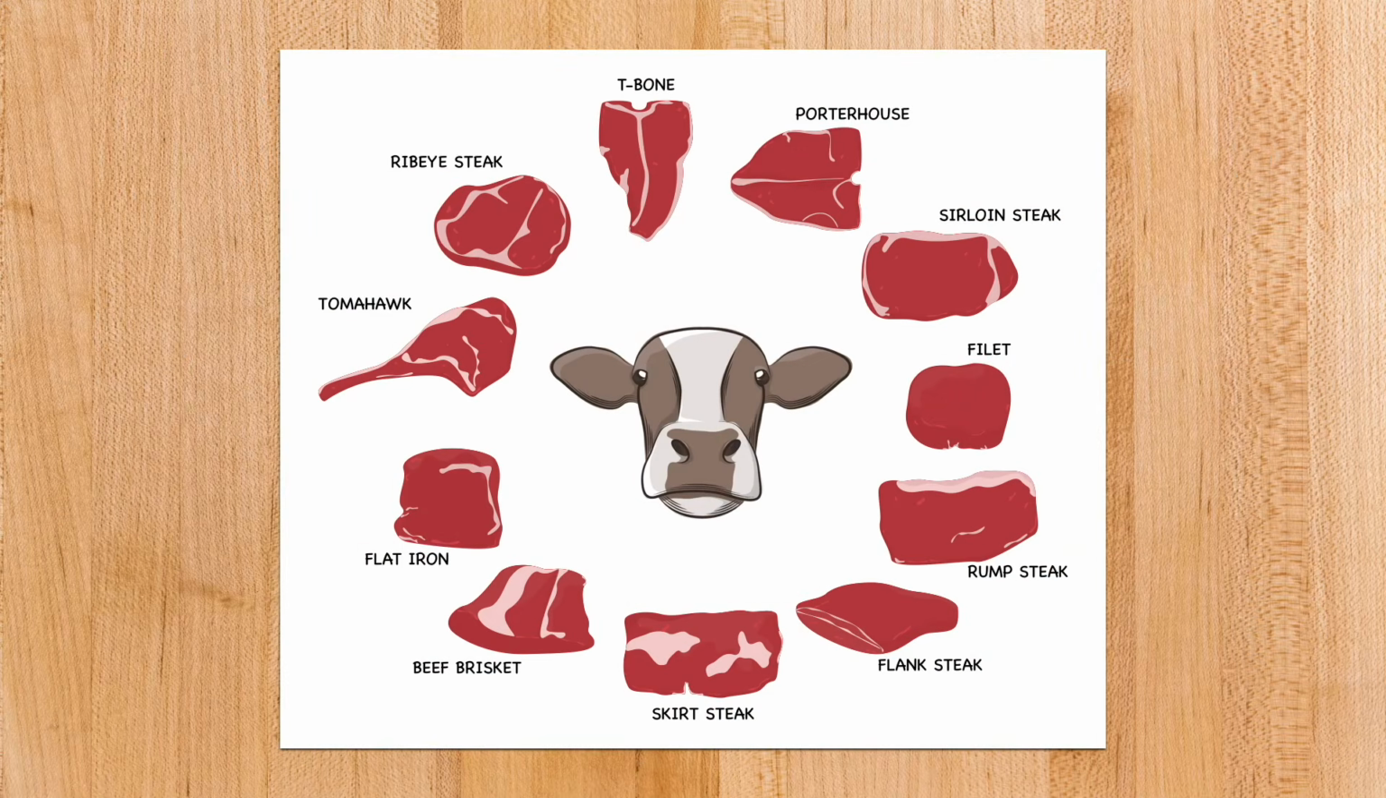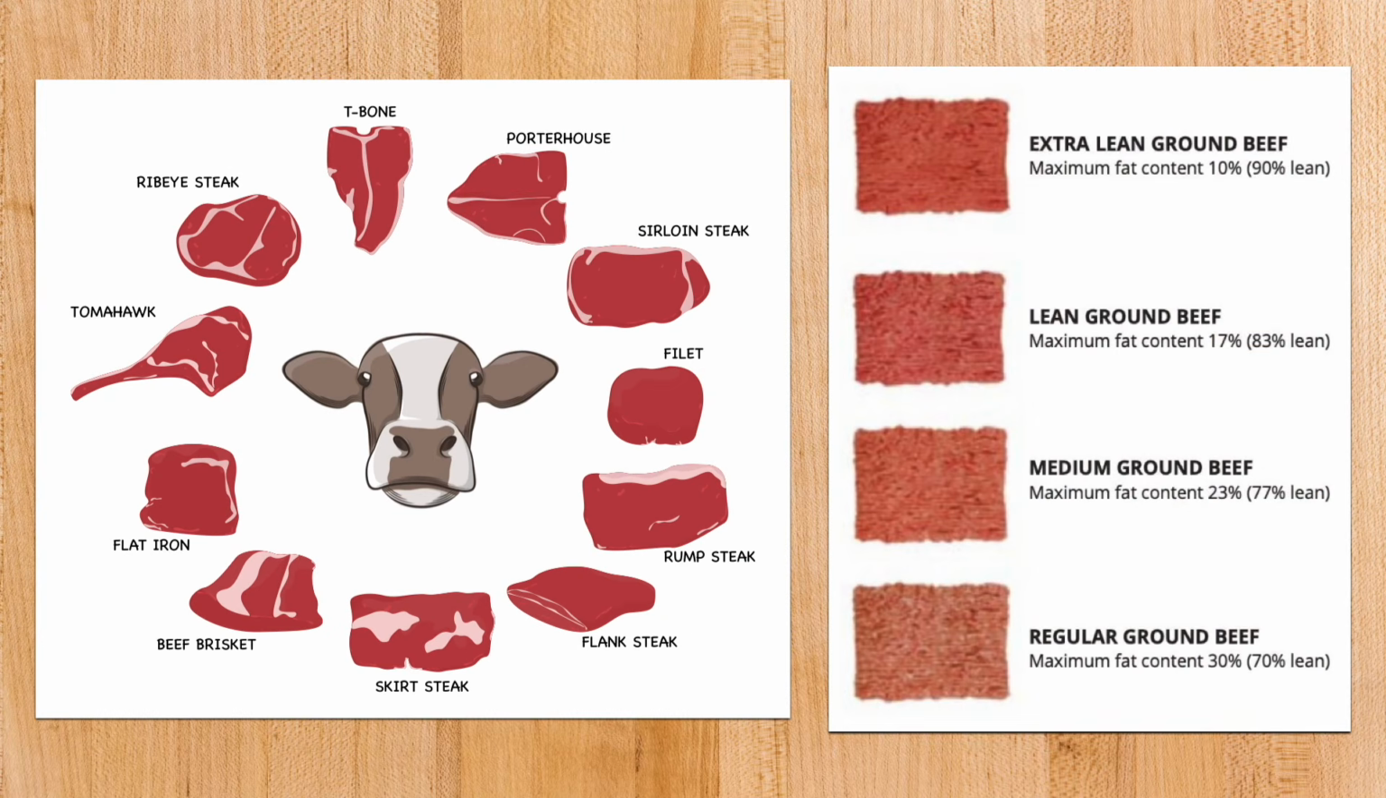As mentioned previously, different cuts of beef contain various amounts of fat. The cuts that are mostly red in color, like fillet, rump, and flank, have a lower fat content than those with white marbling, like the ribeye, T-bone, and brisket. Variations of ground beef also reflect differences in fat content. That ranges from extra lean ground beef, which has a maximum fat content of 10%, all the way to regular ground beef, which has a maximum fat content of 30%.